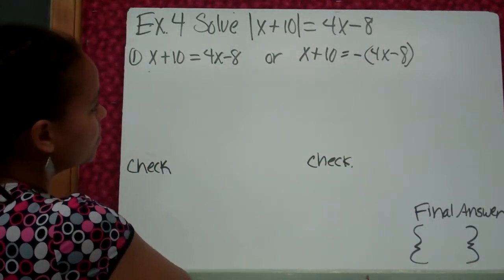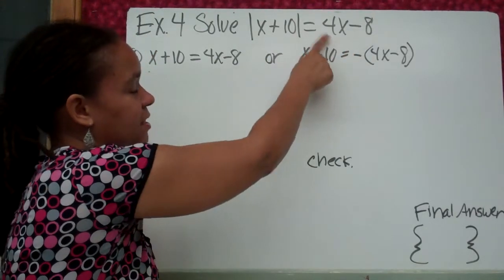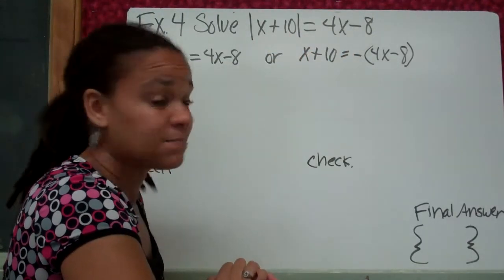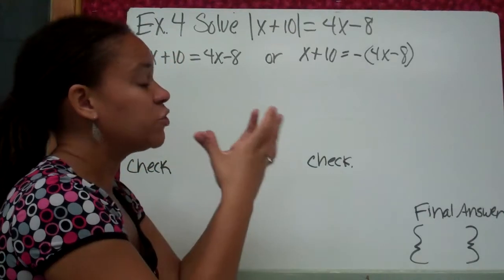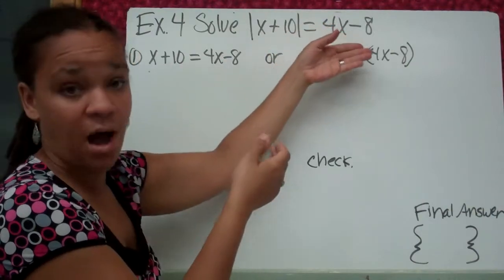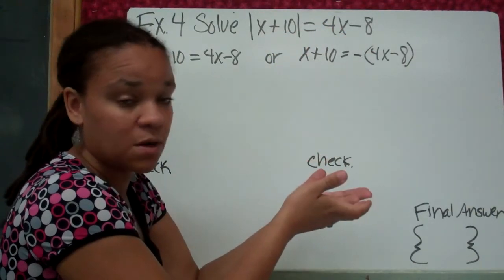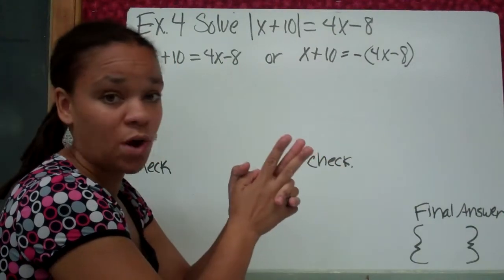Example 4, solve. We have the absolute value of x plus 10 is equal to 4x minus 8. So we have two possibilities. Whatever comes out in here could have turned out to be positive 4x minus 8, or it could have turned out to be negative 4x minus 8. Those are our two options that we have to use.